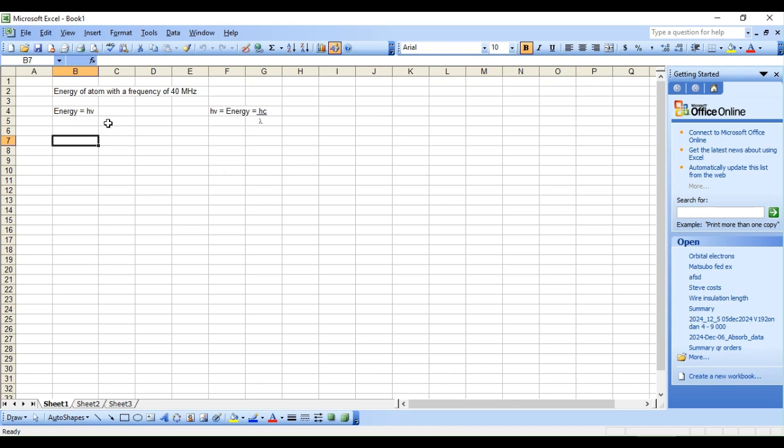All right, let's figure out both the energy and the wavelength of an atom with a frequency of 40 megahertz. Really simple. Energy equals hv. H is Planck's constant, v is frequency.